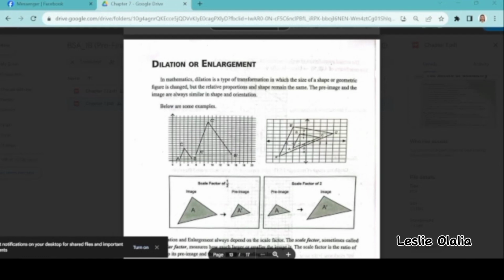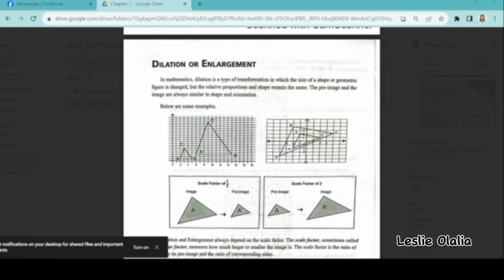Hi guys, so today I will be talking about dilation and enlargement. Dilation or enlargement in mathematics. Dilation is a type of transformation in which the size of a shape or geometric figure is changed, but the relative proportions and shape remain the same. The pre-image and the image are always similar in shape and orientation.